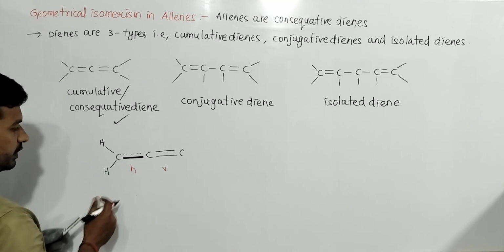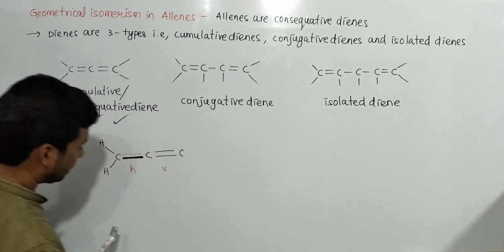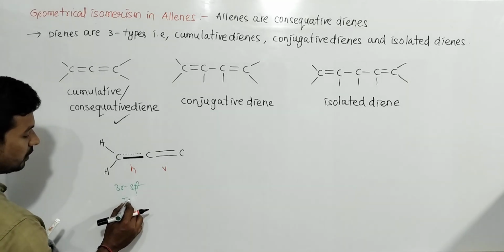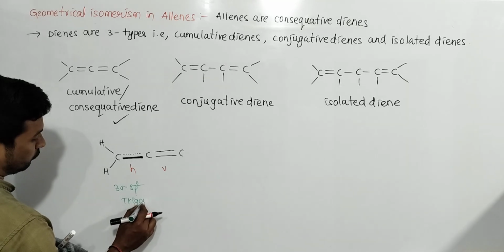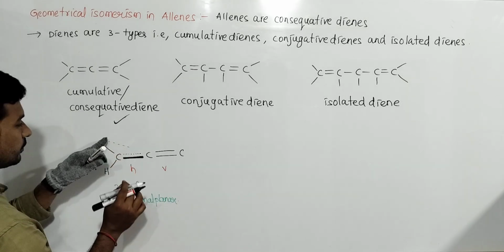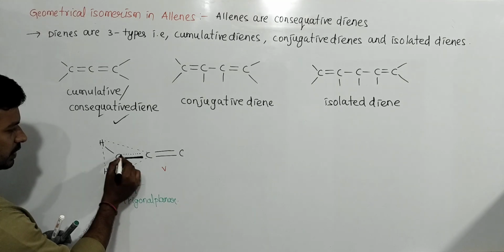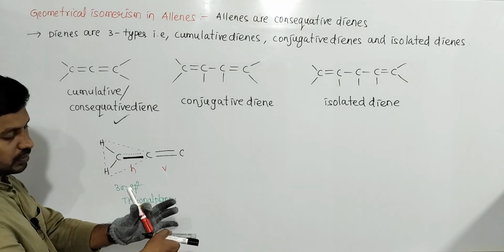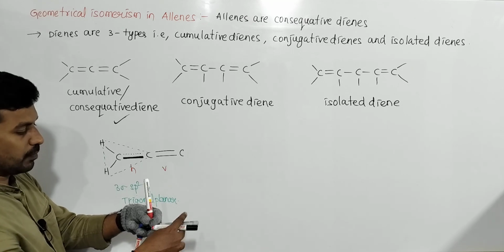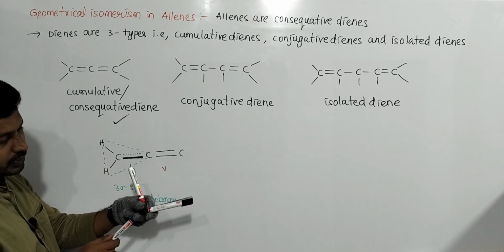So for this carbon, trigonal planar sp2 carbon. A double bond means sigma and pi. How many sigma? Three sigma. Three sigma means sp2 hybridization. sp2 hybridization means trigonal planar shape. So this is trigonal planar, like this. Right here this is vertical, this is horizontal. Double bond, this hydrogen here. Horizontal to this vertical, trigonal planar shape.